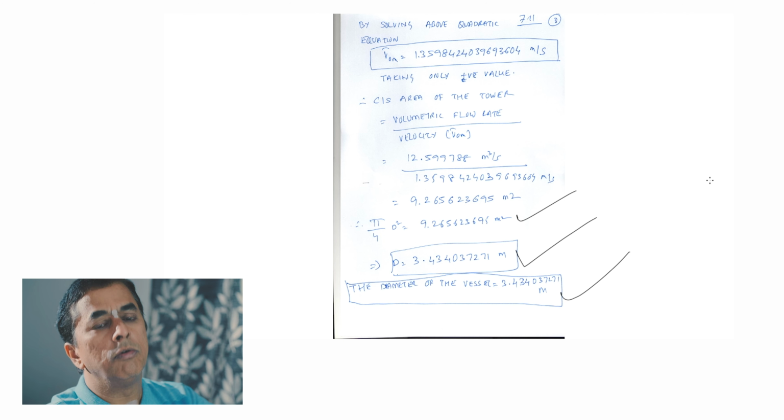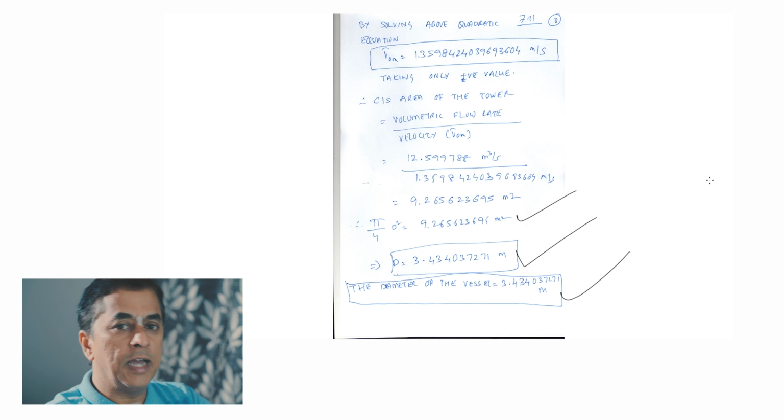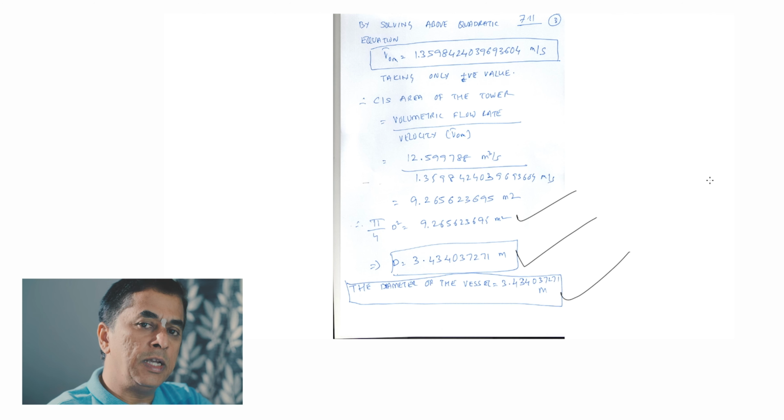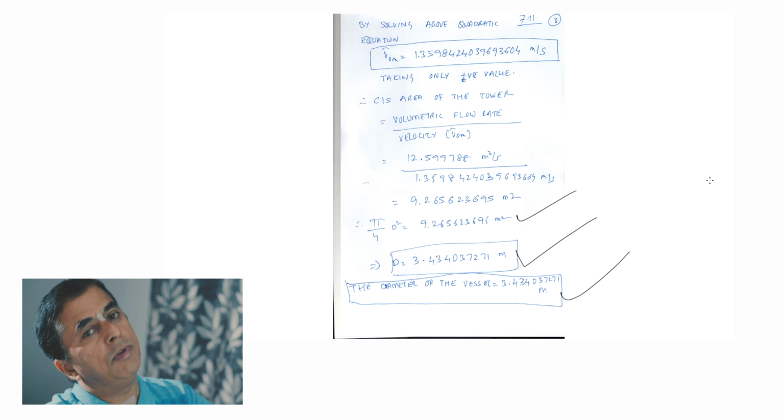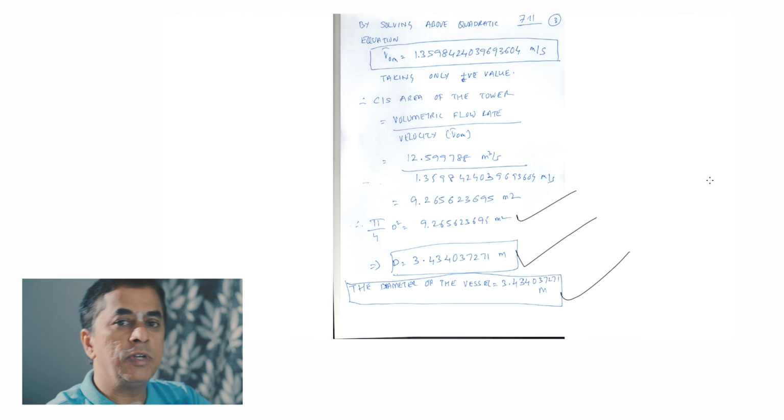This is how we are going to determine the diameter of the fluidized bed by also finding the minimum fluidization velocities. With this we end this problem.